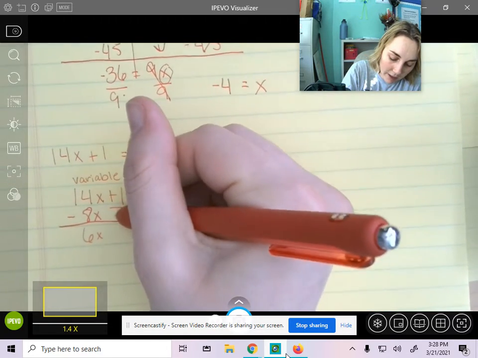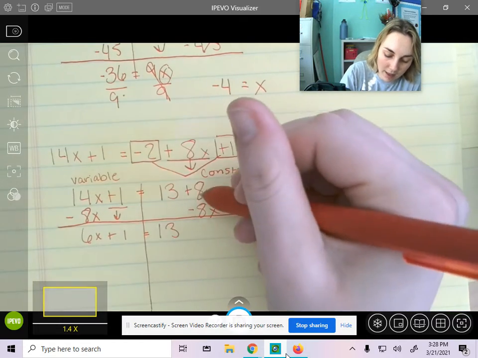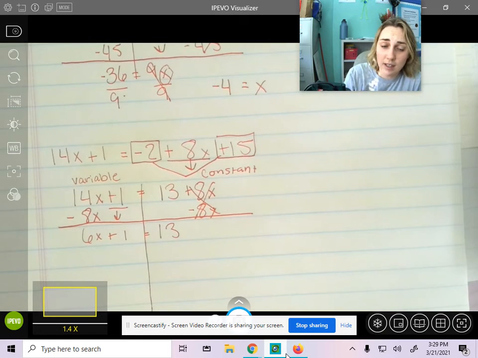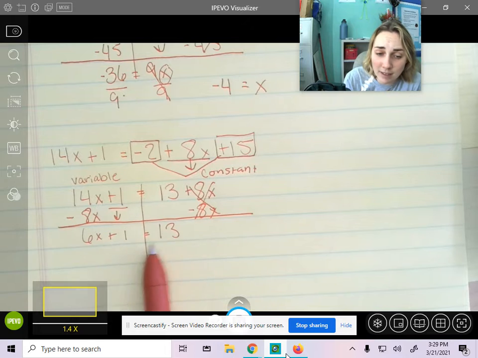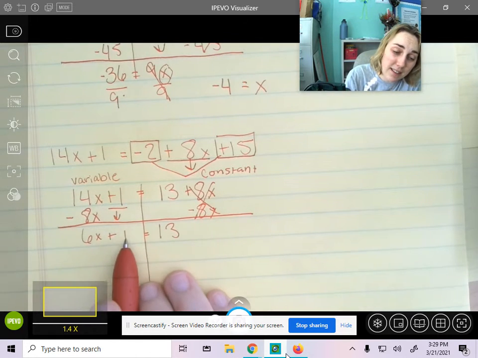I'll bring down that positive 1. And then I'll bring down this 13. And then these will cancel out. And now I have a two-step equation, but you can think about it that way, or you can say, well, I need to get rid of my constants now and bring it to this side, so I need to do that too. So I need to get rid of this constant.